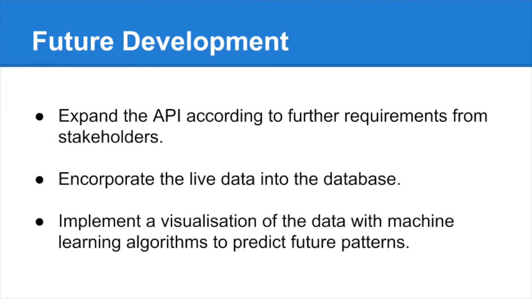For future development, we are looking into three main areas. First, we want to expand the API according to future requirements from stakeholders. Next, we want to incorporate the live data into the database, thereby making it accessible through the API. And finally, we want to implement machine learning algorithms like clustering or genetic algorithms to predict future patterns.